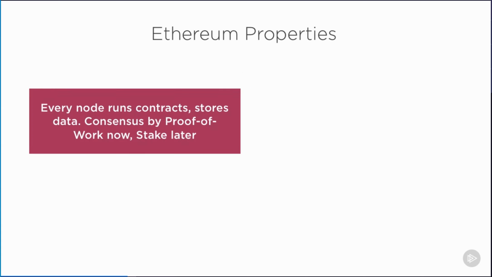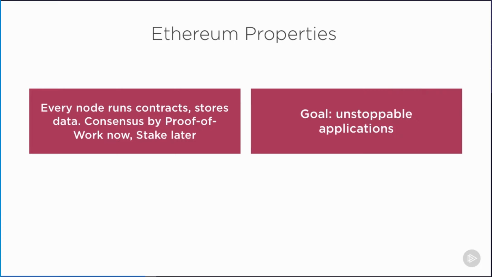Like in Bitcoin, every full node in the network runs every single program and stores every piece of information. The nodes use proof of work to reach consensus on the order and outcome of operations. Ethereum plans to switch to proof of stake down the line. Keep in mind that the goal isn't to run programs fast by breaking up the code and running it on multiple machines, but quite the opposite, to create unstoppable code that is verified by every single participant.